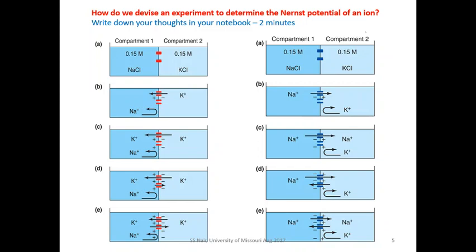So we will consider 2 experiments to determine the Nernst potential for potassium. That is the experiment on the left side, and the other one to determine the Nernst potential for sodium, which is this set of experiments on the right side. Since the procedure is the same for both, we will actually just focus on the left side.